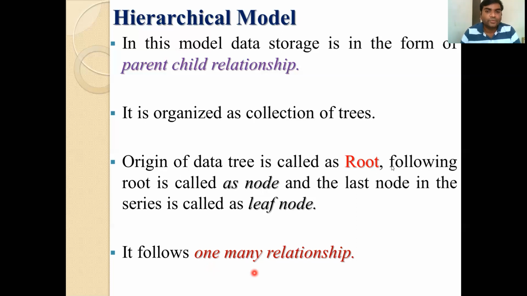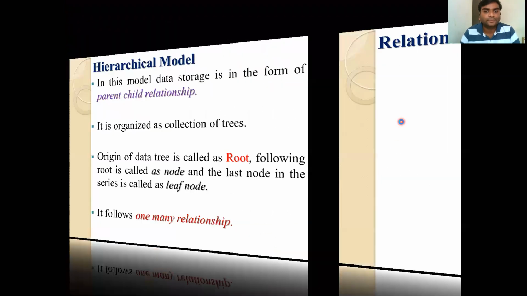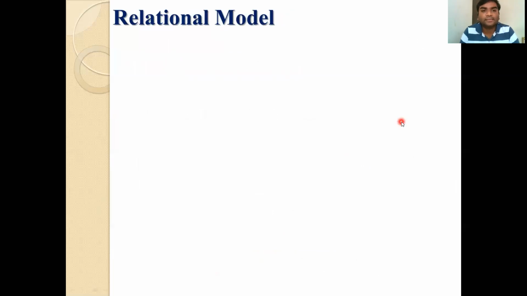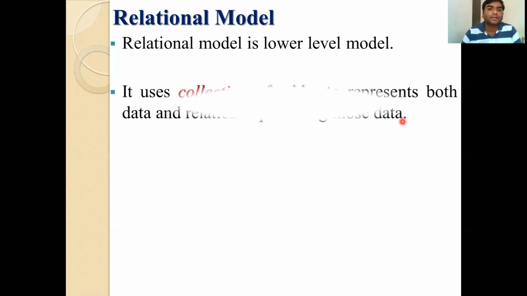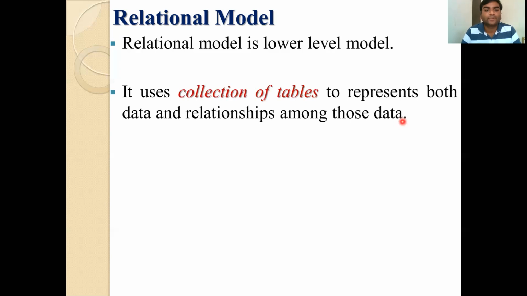Now we move to the last model of this topic. The last type of data model is the relational model. The relational model is different from the first two models. It is the lower level data model. It uses a collection of tables to represent both the data and the relationships among those data. Now all of you know what a table is. A table is a fixed format structure having a number of columns and a number of rows, or a combination of rows and columns. Such a structure is known as a table.